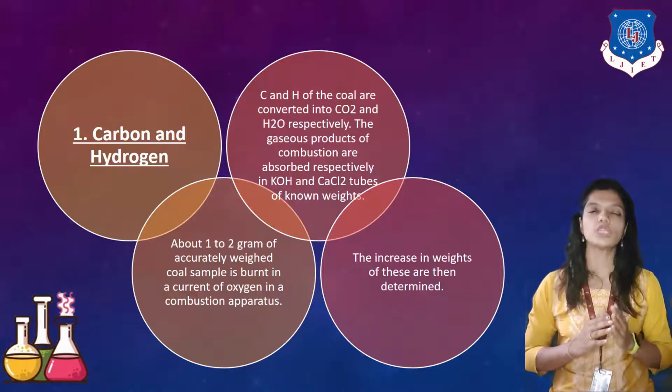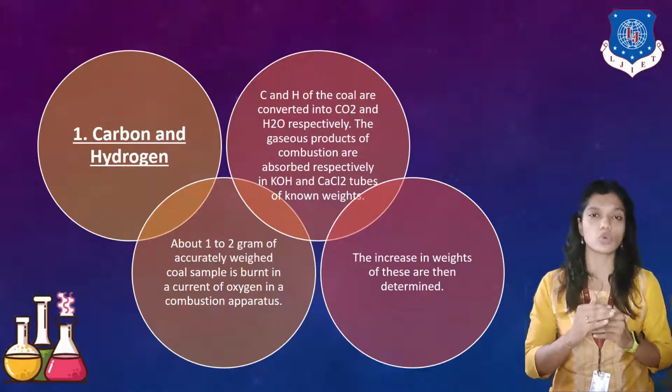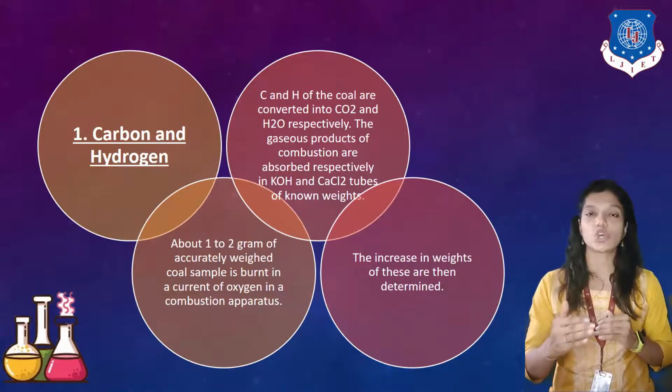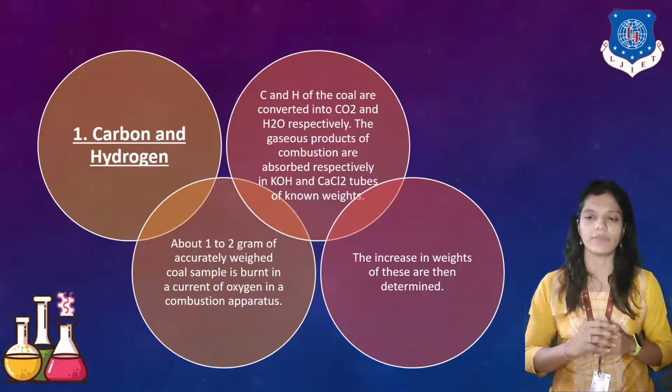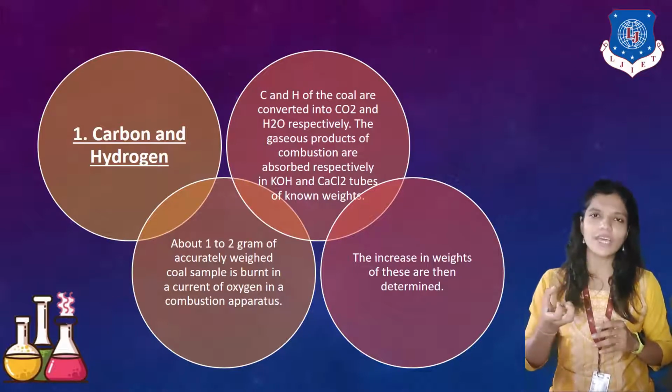About 1 to 2 grams of accurately weighed coal sample is burned in a current of oxygen in a combustion apparatus. What will happen? The carbon and hydrogen get converted into CO2 and H2O, and they get absorbed in KOH and CaCl2 tubes, which are of known weights already. The increase in the weights of these tubes is then determined. They absorb the CO2 and they absorb the H2O.